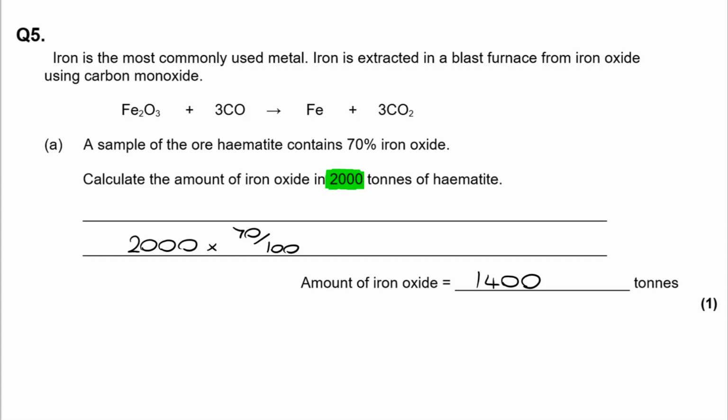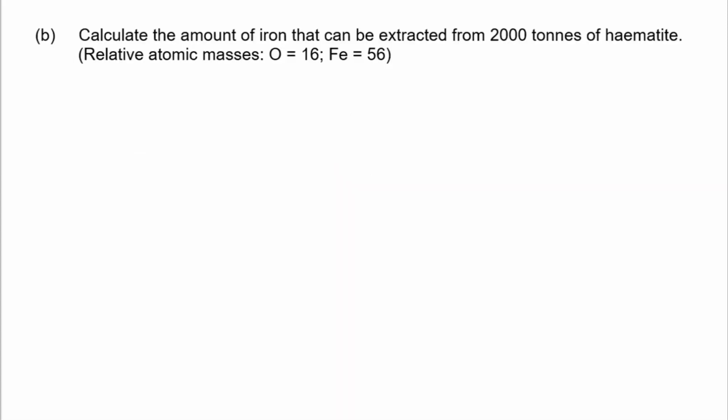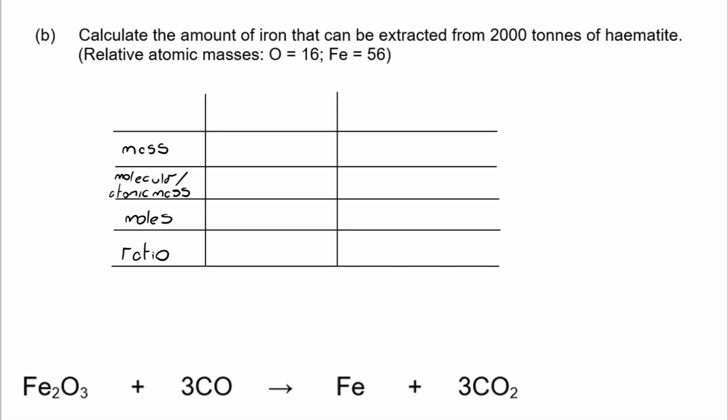But we then move on to a slightly more complicated calculation. Calculate the amount of iron that can be extracted from 2,000 tonnes of hematite. I have also transferred the equation, which is not yet balanced, onto this page as well. And we're going to need to use that to answer the question. Now, I'd always recommend using a table for reacting masses, and the table always has this format. You have mass, molecular or atomic mass, moles, and mole ratio.